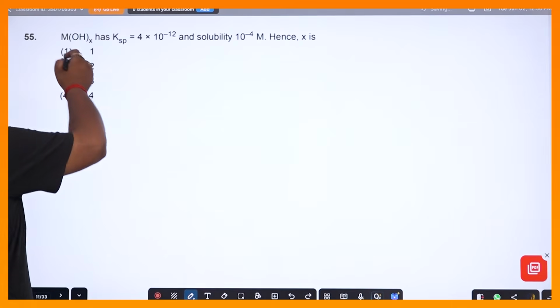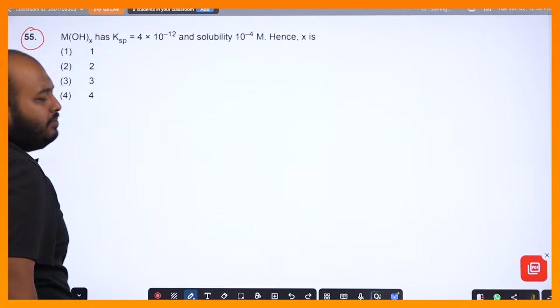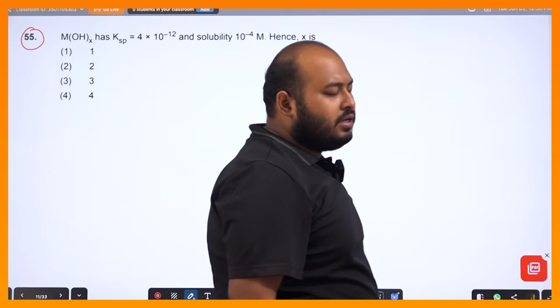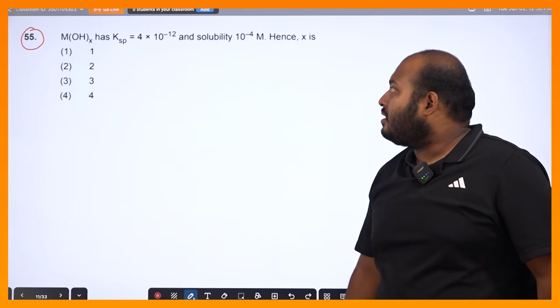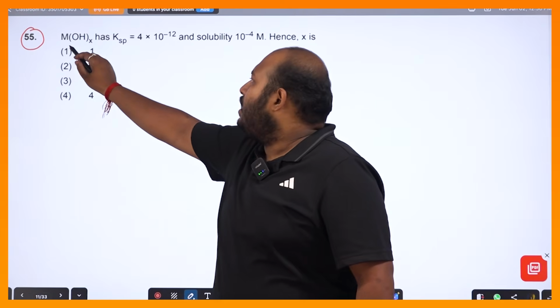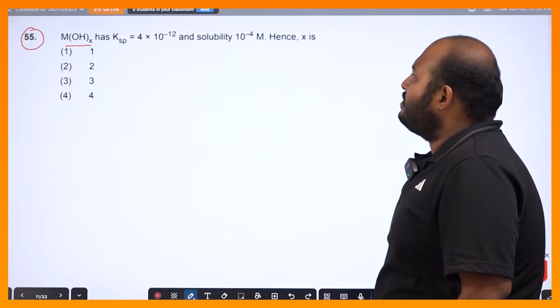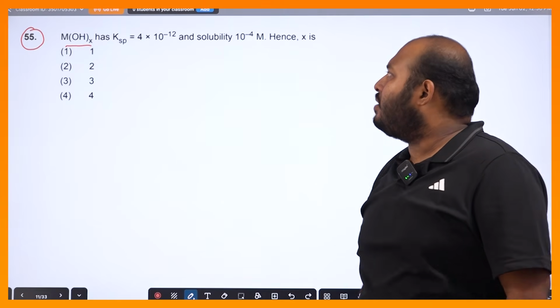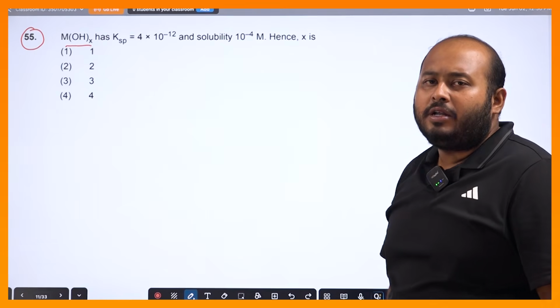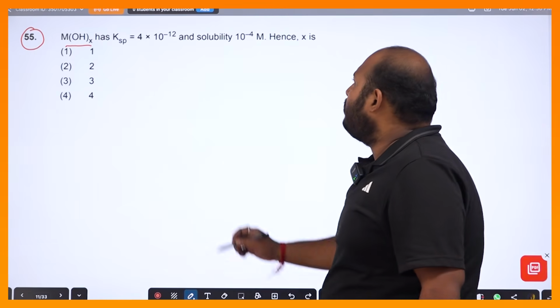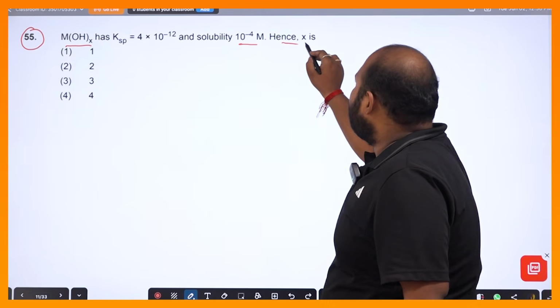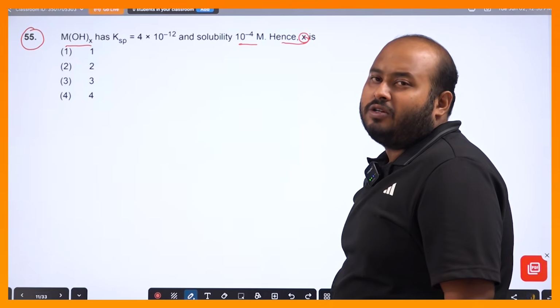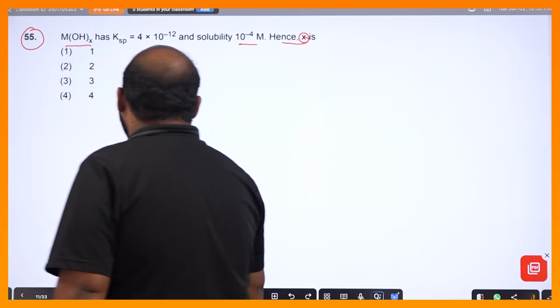Okay, so the next question is from ionic equilibrium. Here in this question, it has given a compound MOHx with Ksp equal to 4 into 10 to the power minus 12. The solubility product value is given and the solubility is given, so it is asking for the value of x here. Let us solve this question and check this out.